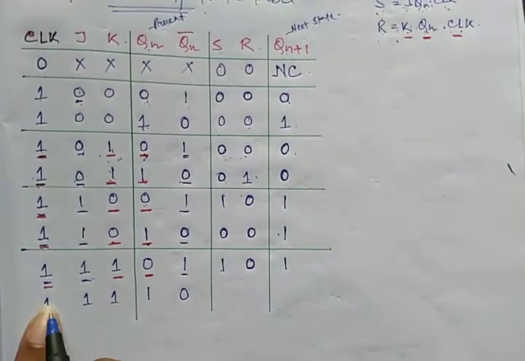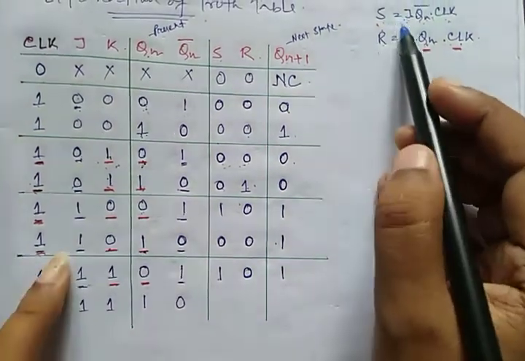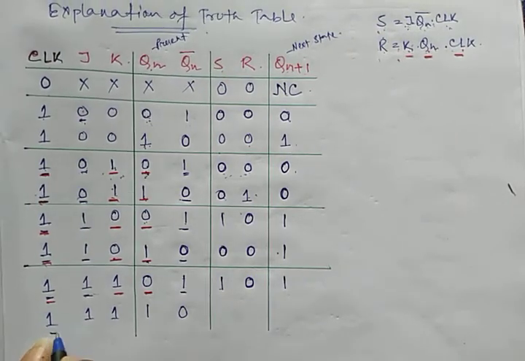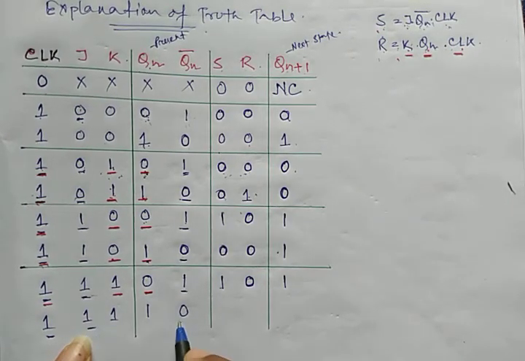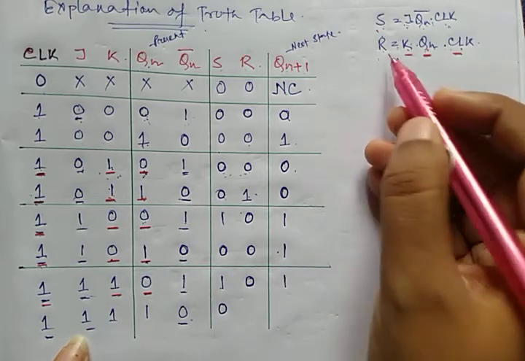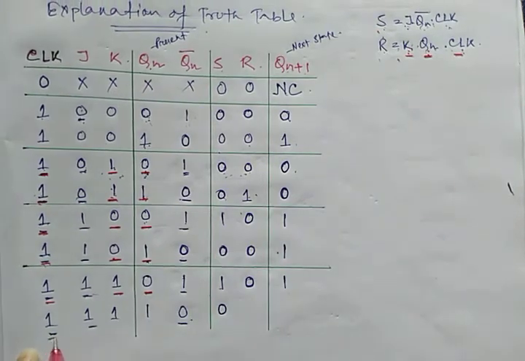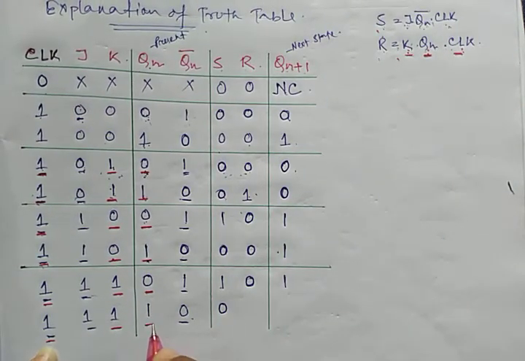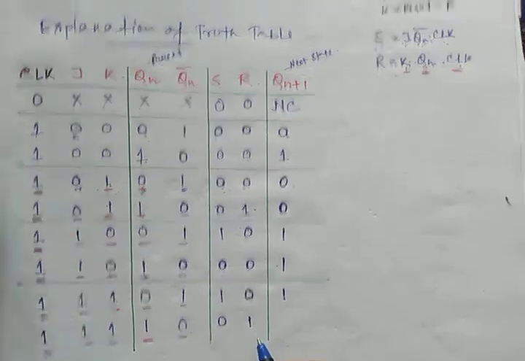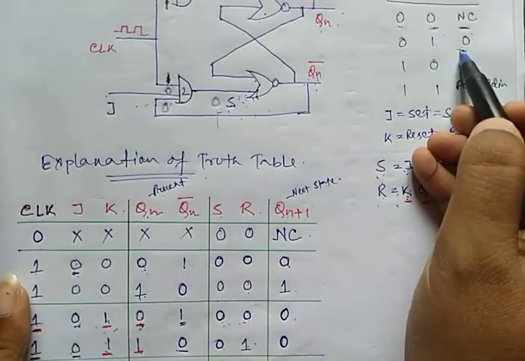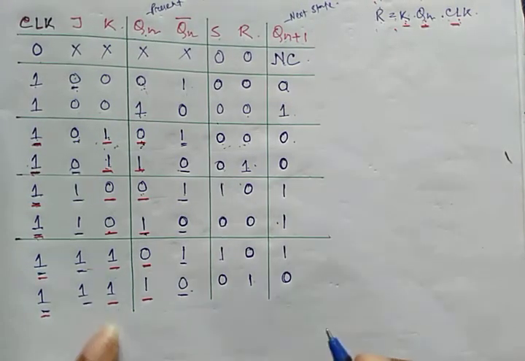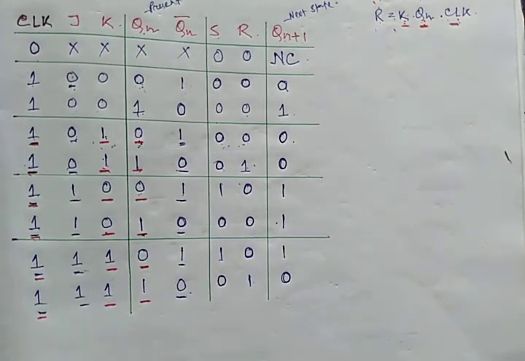In the next state, for S: J, Qn bar, clock. So clock, J, Qn bar, one input signal is 0, output is 0. And for R: K, Qn, clock. Clock, K, Qn, both are 1, so output is 1. That means 0 1, and 0 1 means output is 0. So this is the truth table.